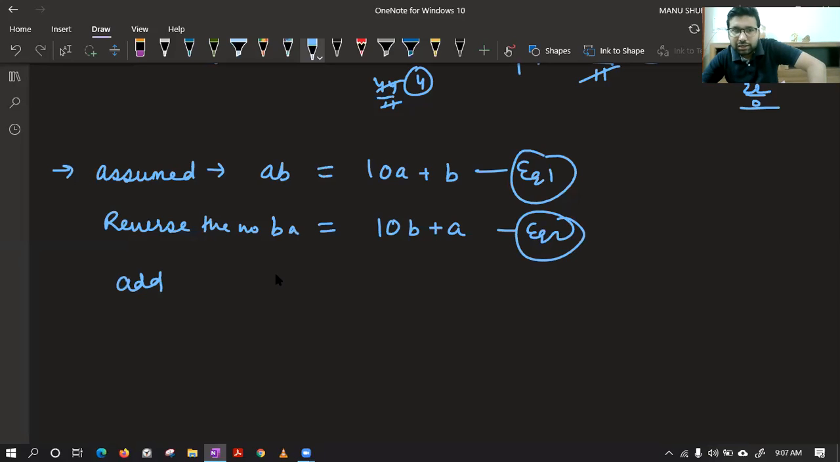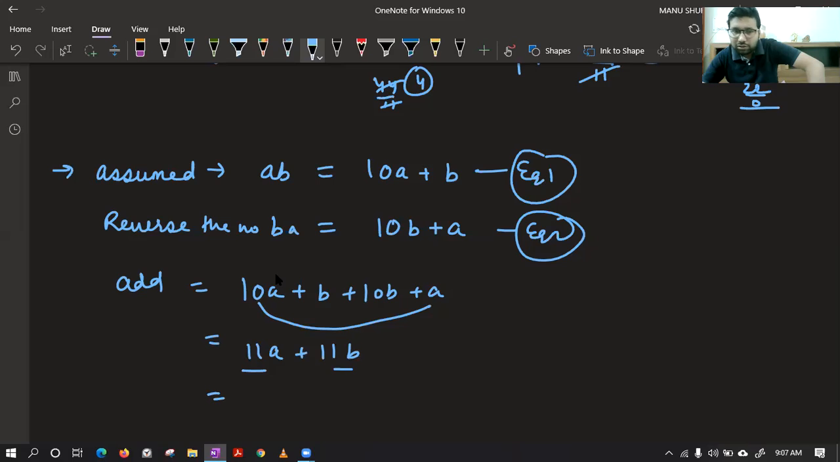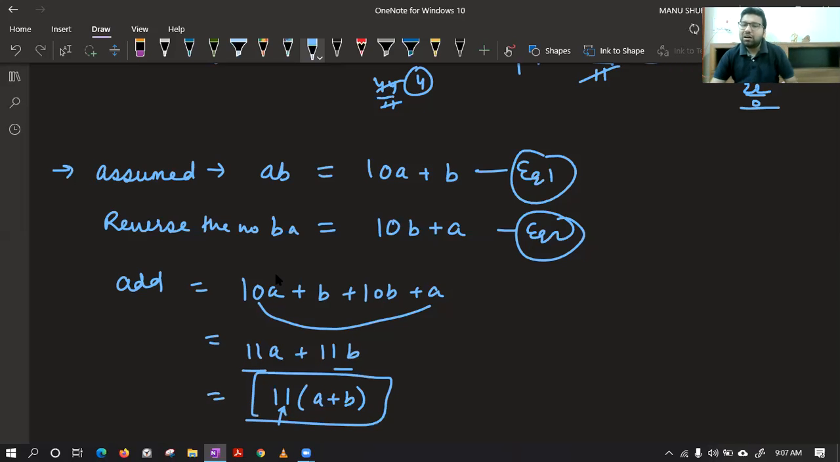I will get 10A plus B plus 10B plus A. I got actually 11A plus 11B, and I found 11 is common. So I can say this, whatever I will get, 11 will be a common thing. So this number is a multiple of 11. I can say when I'm adding these two numbers, this number is for sure a multiple of 11.